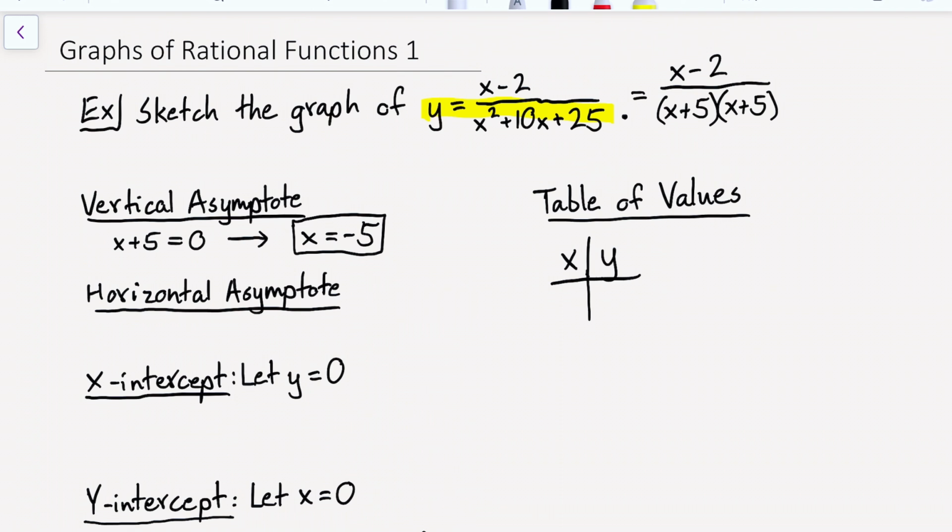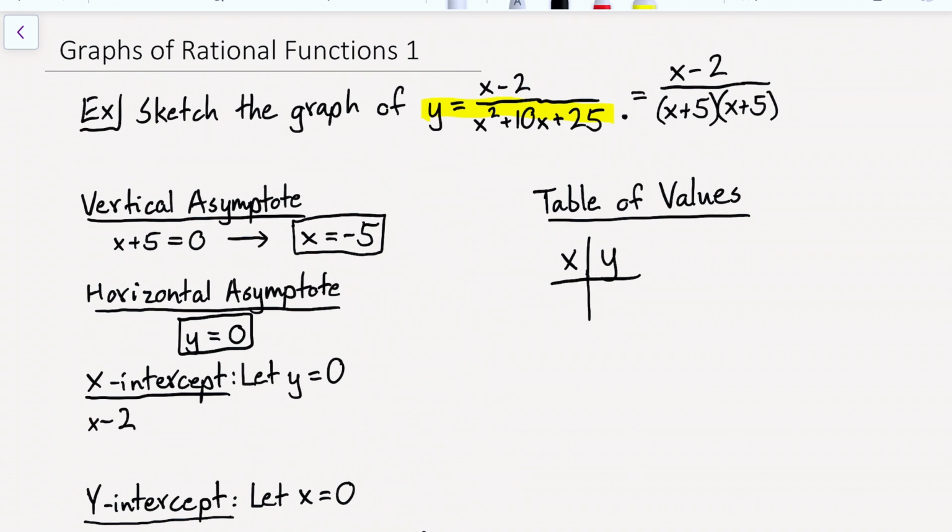To find the horizontal asymptote, consider the degree of the numerator and denominator. The degree of the numerator is less than that of the denominator, so that implies there is a horizontal asymptote at y equals 0. It would also be helpful to have a couple of particular points on this graph. We are often concerned about finding the x-intercept and the y-intercept.